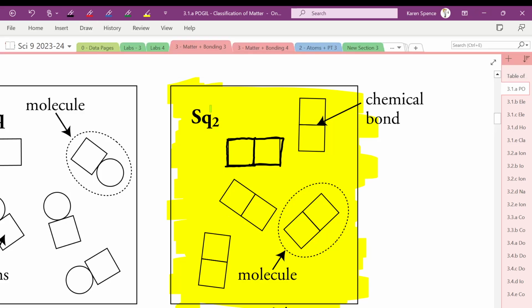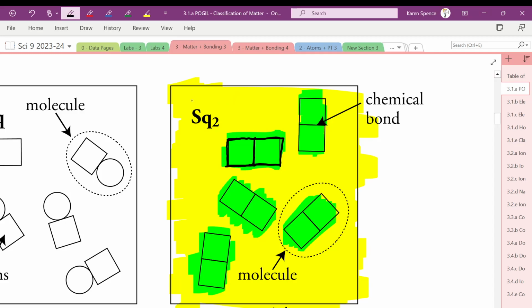Why is it not selecting that for me? This is the same as this, is the same as this, is the same as this. Okay, so all the particles are the same. Therefore, it is a pure substance.